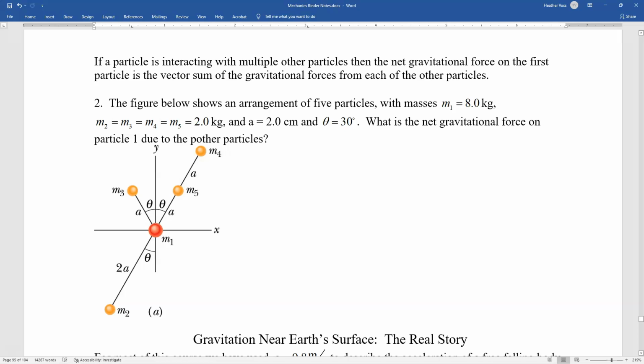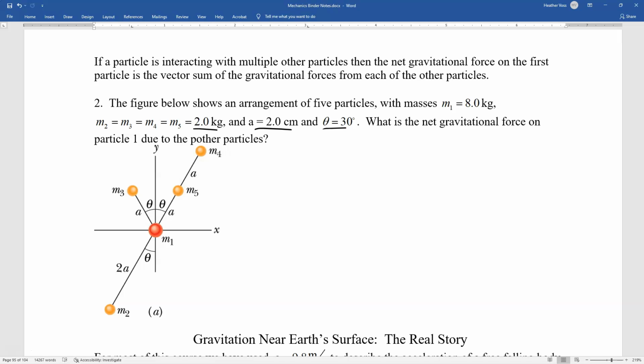So one thing to consider when we are looking at a series of particles is that they are each interacting with each other. So here I have a series of particles. There are 5 of them. Mass 1 is 8 kilograms. All of the others are 2 kilograms. We know that A has a length of 2 centimeters and that our theta is 30 degrees.